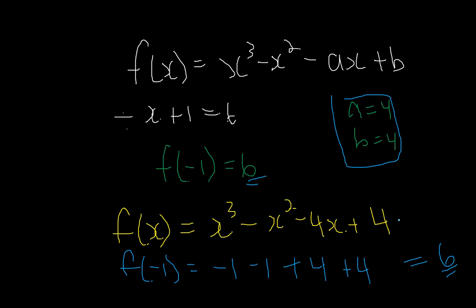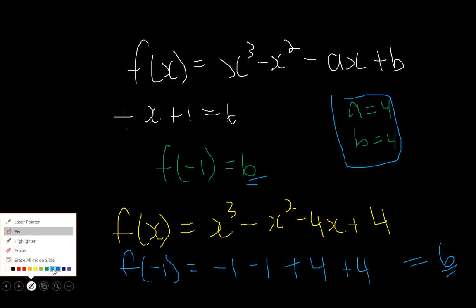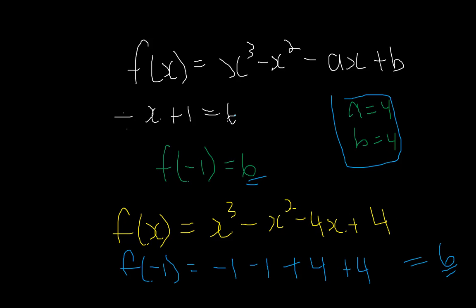Everybody good? Wait, do they give you that number equal 4, or you just... Oh, that's why I said this is to double check your answers to make sure. You got your answer to be a is equal to 4, b is equal to 4. But to double check that these answers are correct, you could substitute the values into the function and double check to make sure that f of minus 1 is 6.